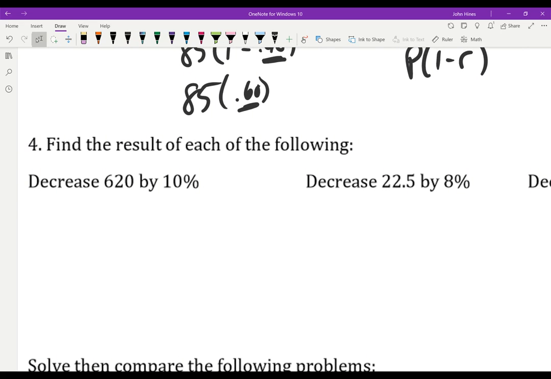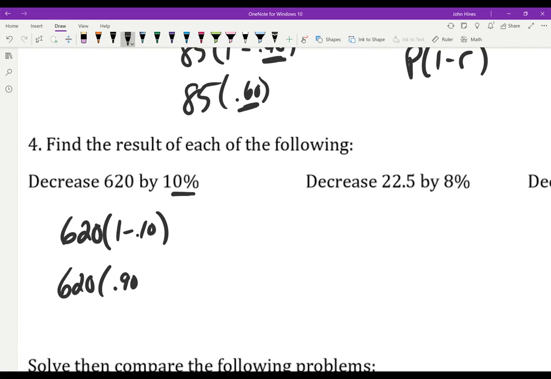So decrease 620 by 10%. If I want to lose 10%, there's two ways to do this. You can say, wait a minute, I'm going to do 1 minus 0.10. Or you could say, if I'm losing 10%, that means I'm keeping 90%, which is 1 minus 0.10. So 620 times 0.90 is 558.